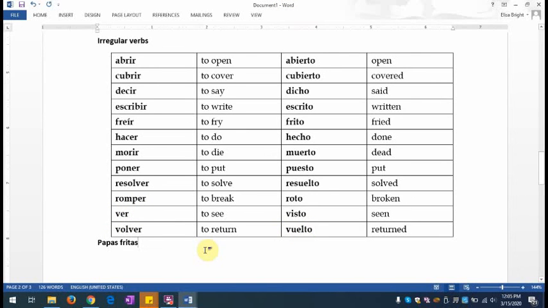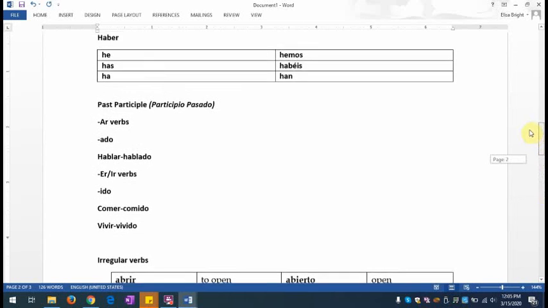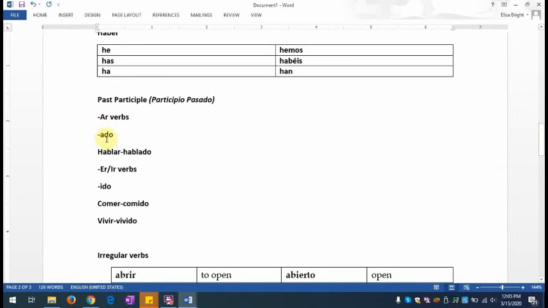So again, the present perfect consists of a helping verb and a past participle. These are the irregular past participles. Regular past participles are formed with the endings ado for AR and ido for ER and IR.